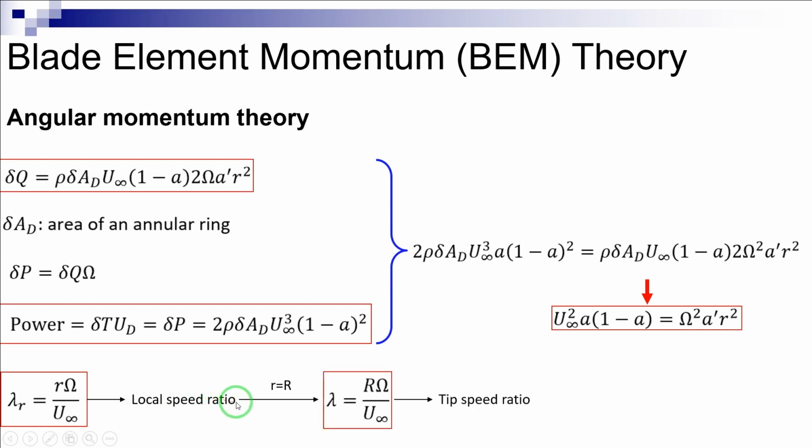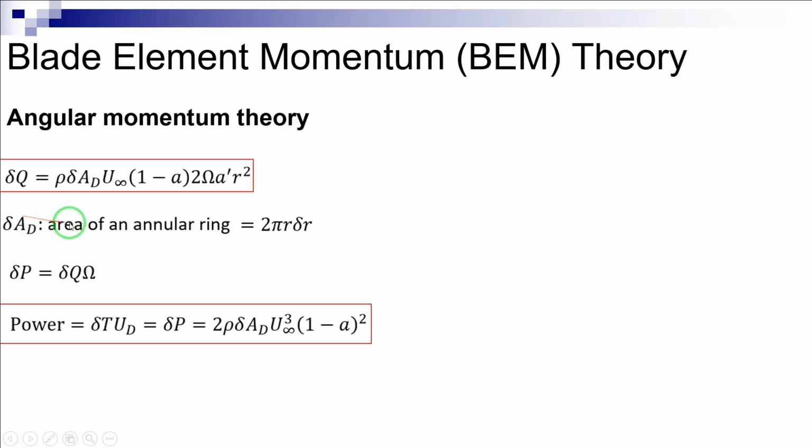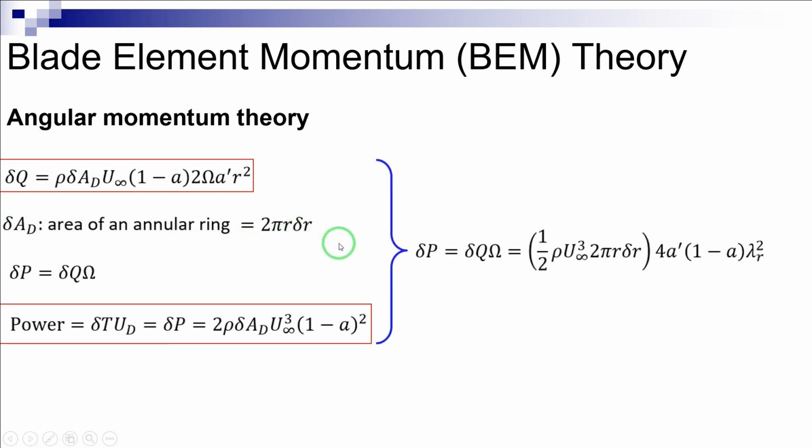At the disk edge, where the lowercase r is equal to the rotor radius, the uppercase R, lambda is equal to the uppercase R times omega divided by U infinity. It is called the tip speed ratio. Thus, this equation can be written as follows. Knowing that the ring area, delta A_D, is 2 times pi times the lowercase r times delta r, the incremental power is given by this equation.